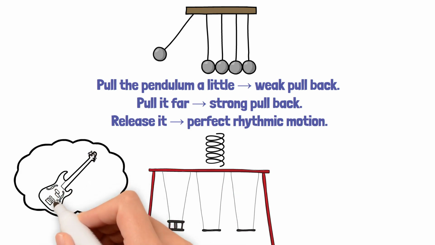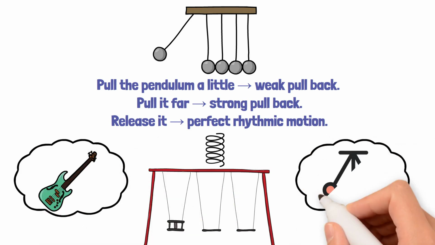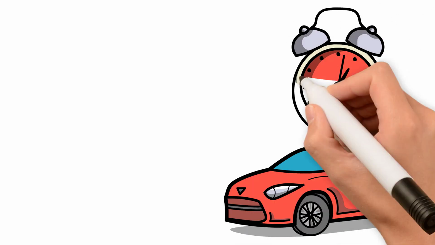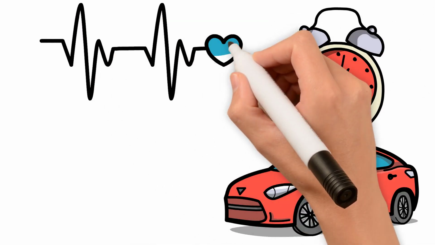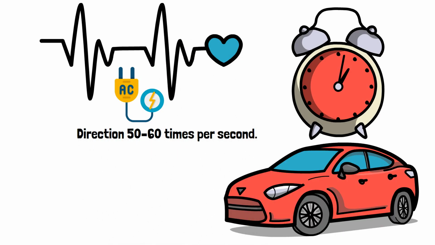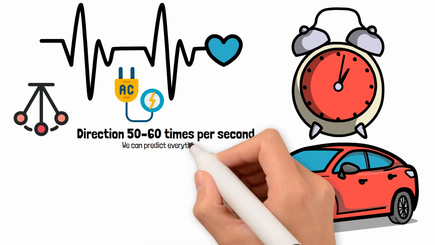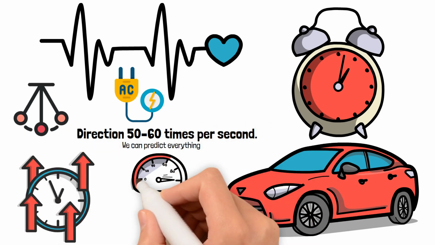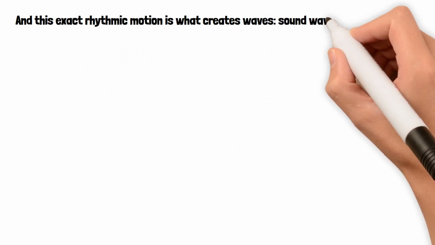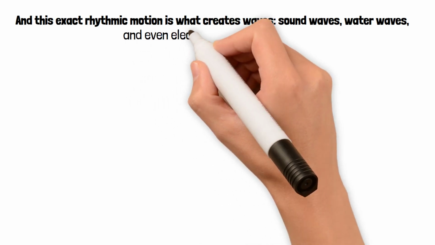SHM is everywhere: car suspensions absorbing bumps, watch oscillators keeping time, your heartbeat staying in rhythm, and AC voltage switching direction 50-60 times per second. The beauty of SHM is that once the motion starts, we can predict everything: the timing, the speed, the energy, the rhythm. And this exact rhythmic motion is what creates waves: sound waves, water waves, and even electromagnetic waves.